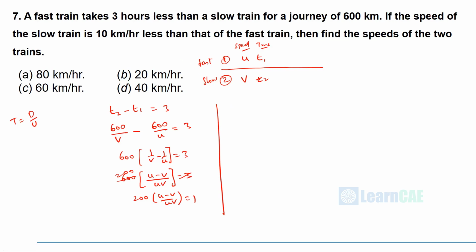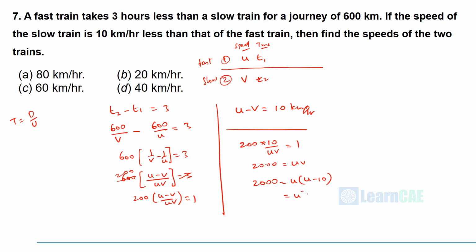In the second equation, they are saying the speed of the slow train is 10 km per hour less than that of the fast train, that is u minus v is equal to 10 km per hour. Therefore, we can substitute this value here, which becomes 200 into 10 divided by uv is equal to 1. So 2000 is equal to uv. We shall substitute v is equal to u minus 10 from this equation. This is equal to u into u minus 10.